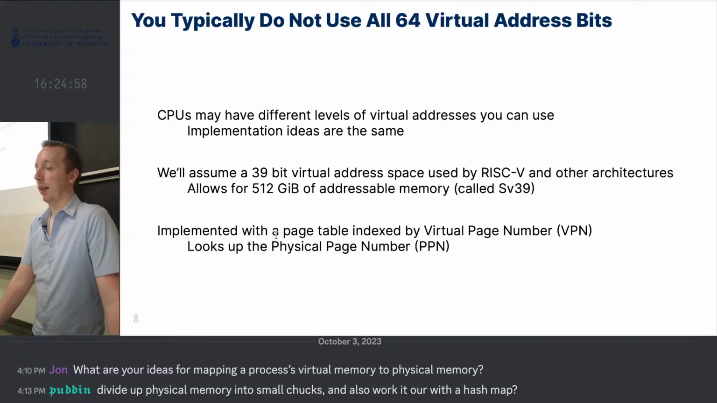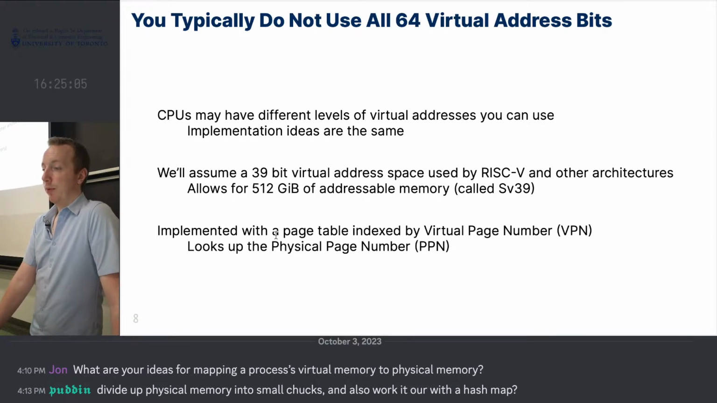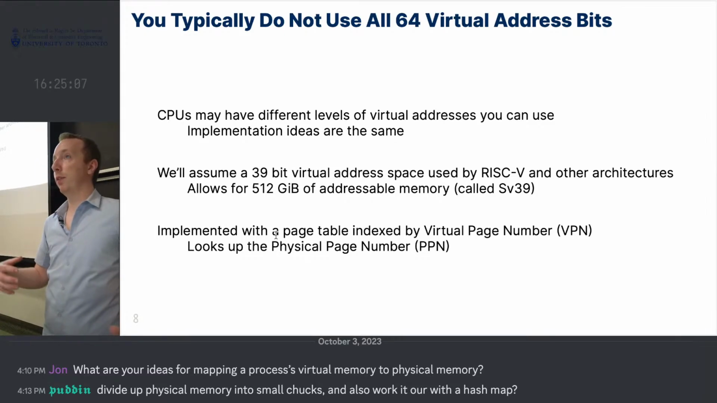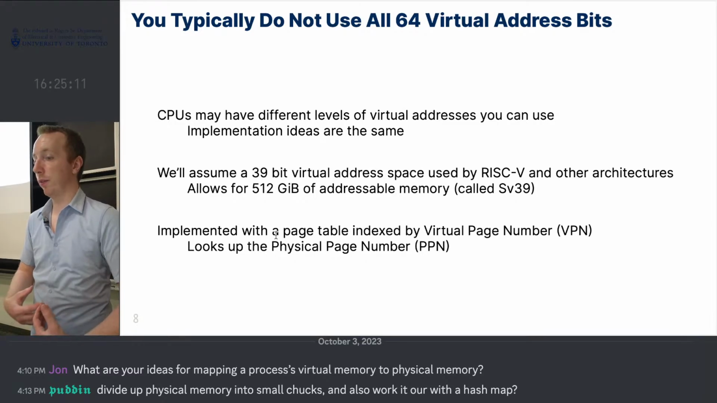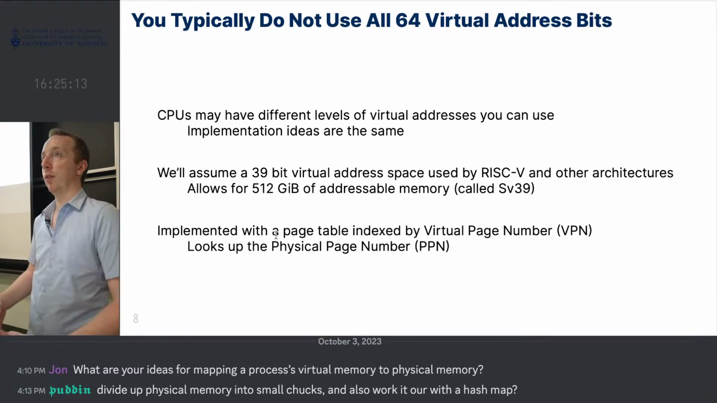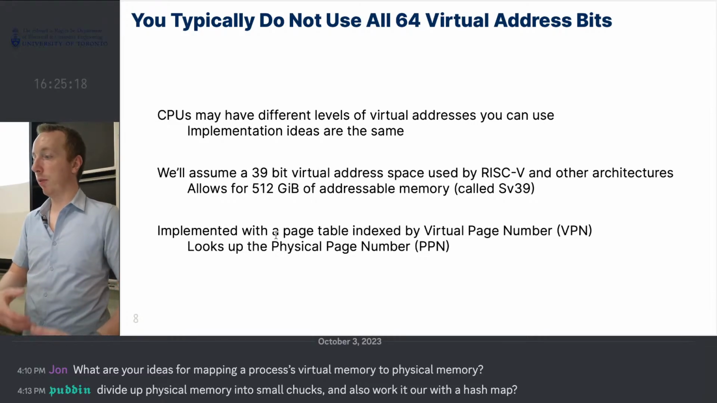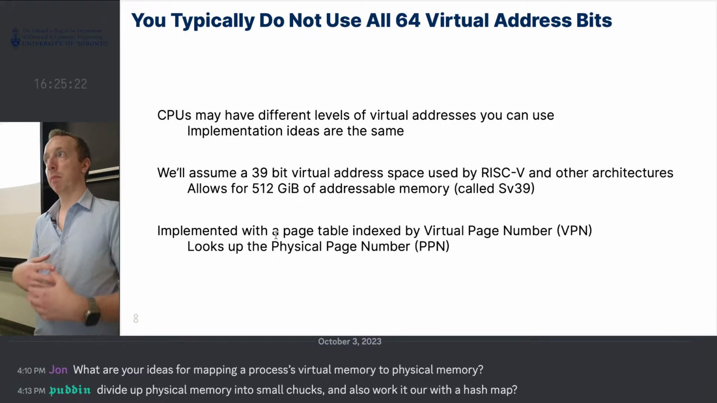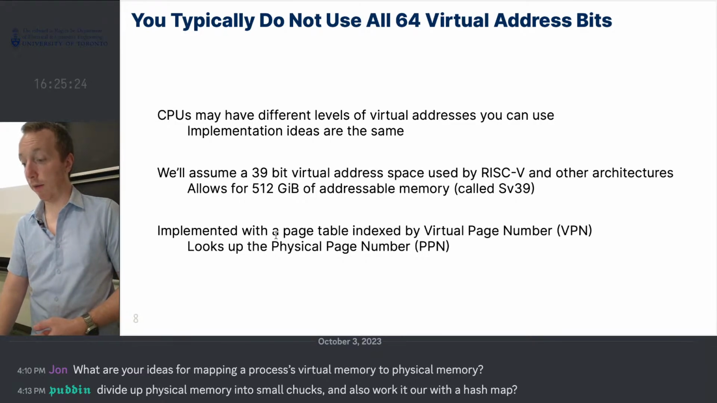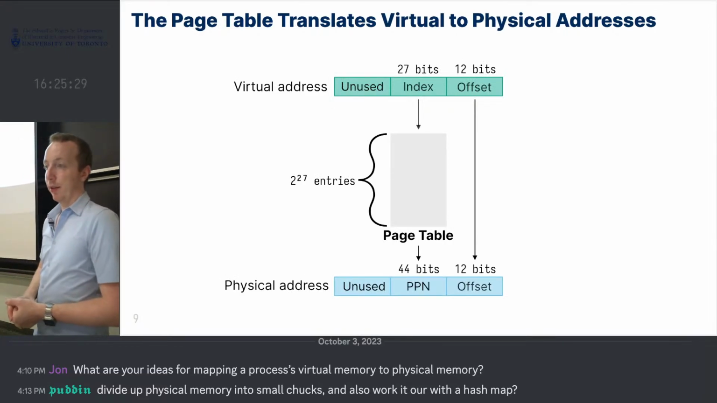And how it's implemented is there is a page table, and it is basically a giant array. So the page table will be indexed by the virtual page number, and all the entries in that page table are essentially going to be physical page numbers. So we just do a quick lookup in a table and then substitute the virtual page number for the physical page number, keep the offset the same, and now we have a physical address. So in a diagram, this is what it looks like.